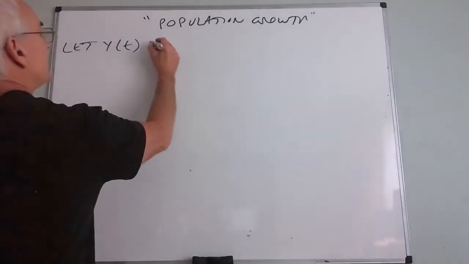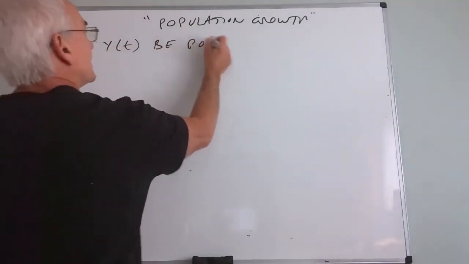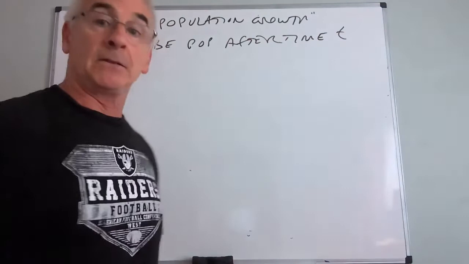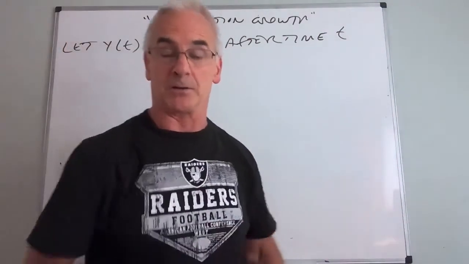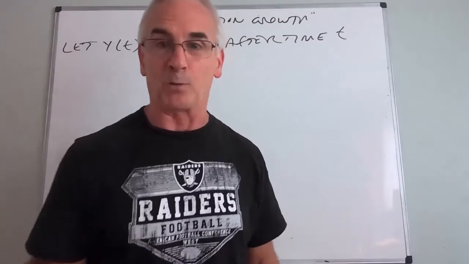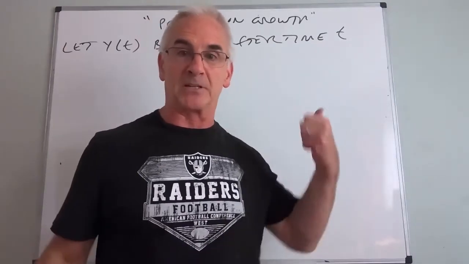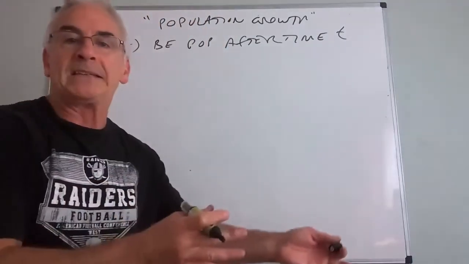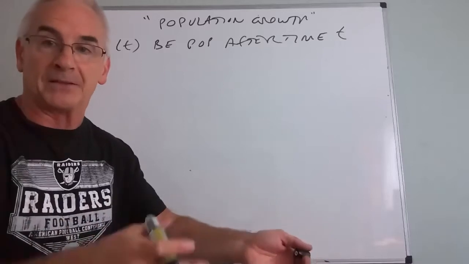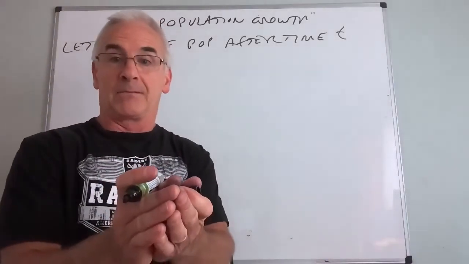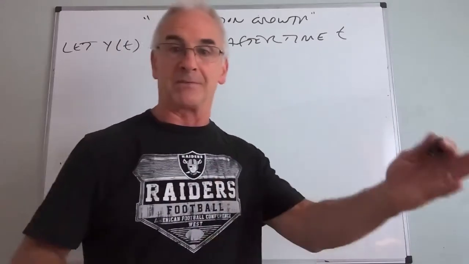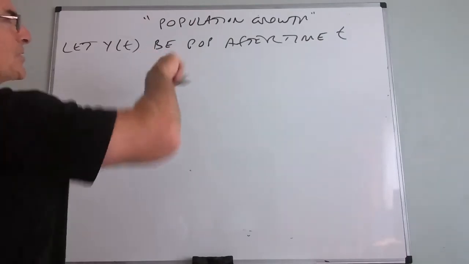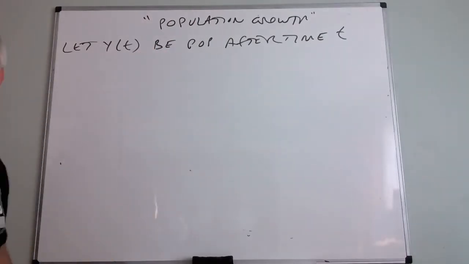So if I said, let y of t be the population after time t. Now, what are we measuring t in? Well, it depends. I could be measuring t in years. If I have a highly unstable radioactive substance in a chemistry lab, I might be measuring t in nanoseconds. That's billionths of a second. There's no rule for what t is measured in. Whatever your problem is, you'd be told we're going to measure t in nanoseconds, seconds, minutes, hours, days, years, centuries, whatever it is. So if we do a human population, it's probably going to be measured in years.